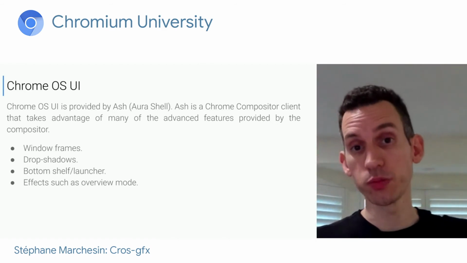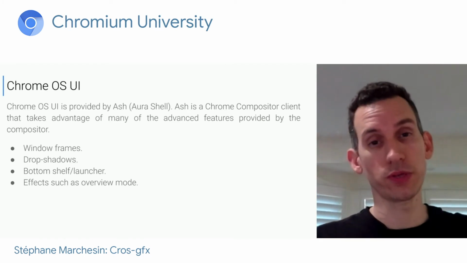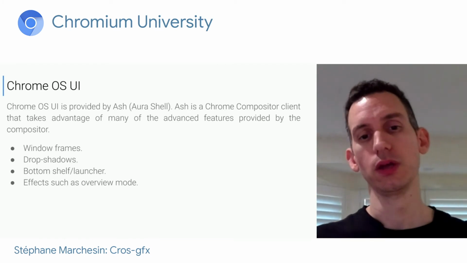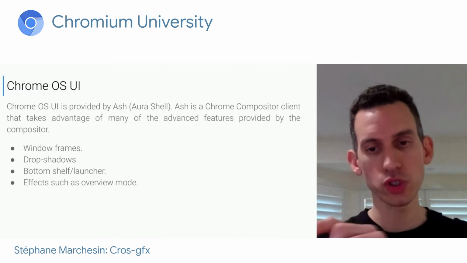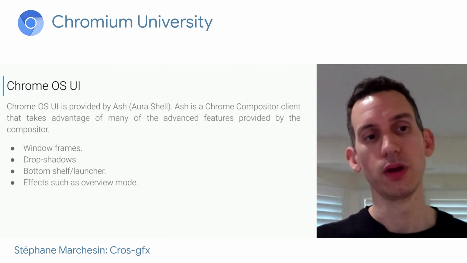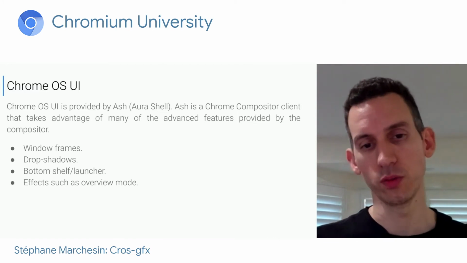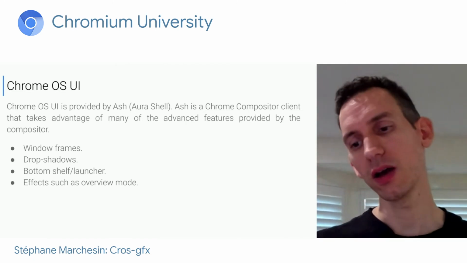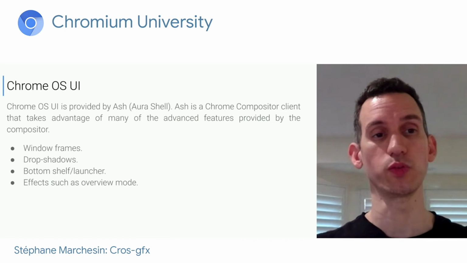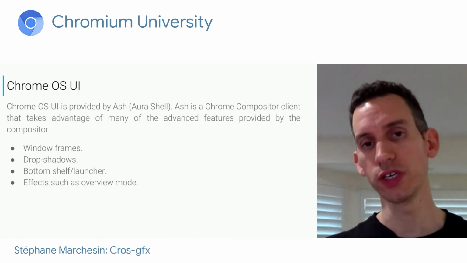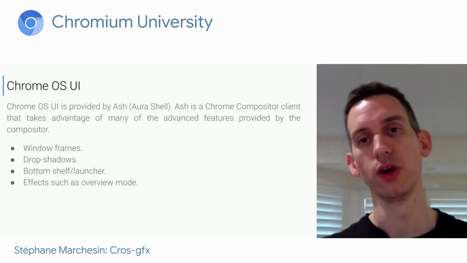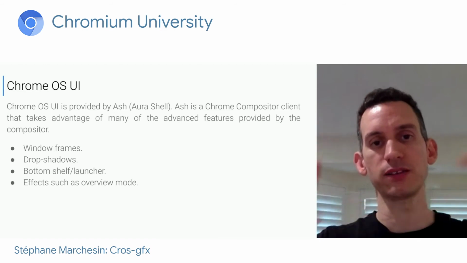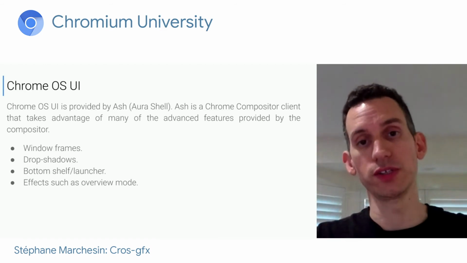It implements drop shadows, right? The little shadow you see under your window, same thing, done by Ash. The wallpaper, the launcher bar that you have at the bottom, all of these widgets that you click. This is all done at the Ash level. Another class of things that we do in Ash is all the effects. When you go into overview mode, or when you have the window maximize and minimize animations, all of this is provided by Ash.